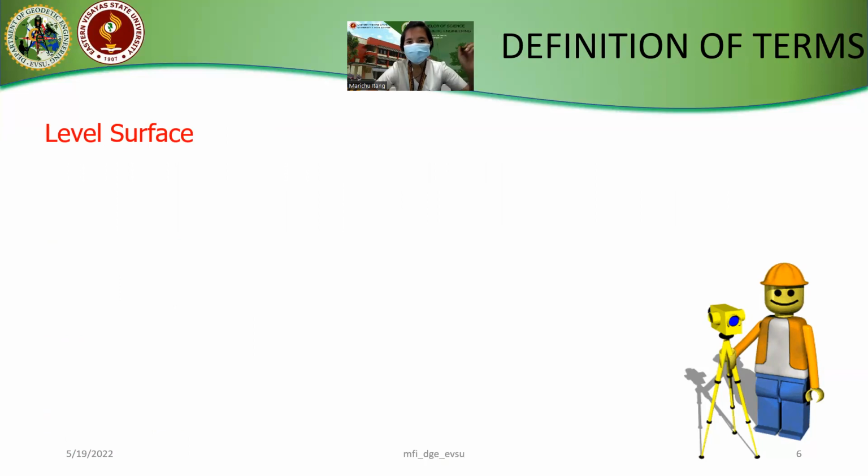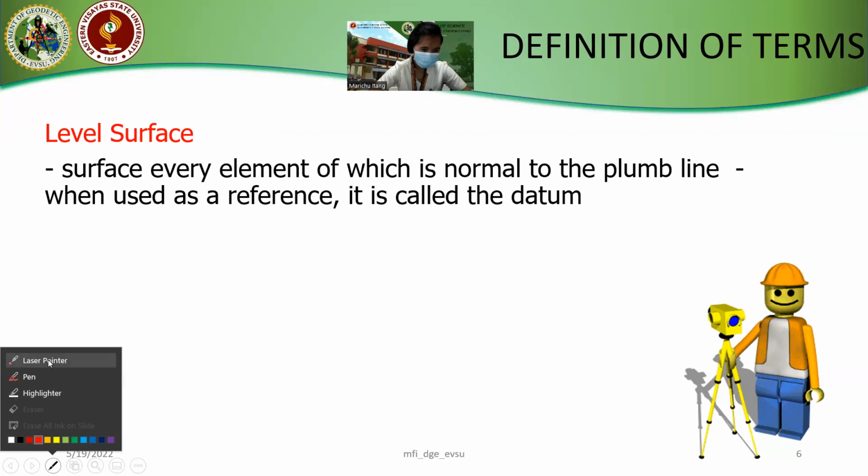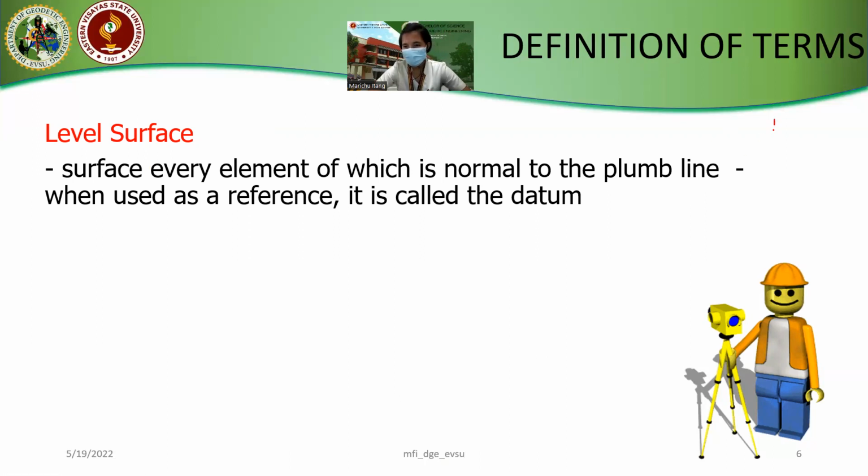Again, this one, this is what we are speaking to. We have the level surface. When I say a level surface, this is the surface of every element which is normal to the plumb line. When I say normal, that creates a right angle, right? If this is the plumb line, gagamitin natin itong illustration. So if this is the plumb line of this surveyor, therefore, yung level surface niya is here. So this is the level surface, and this is his plumb line.